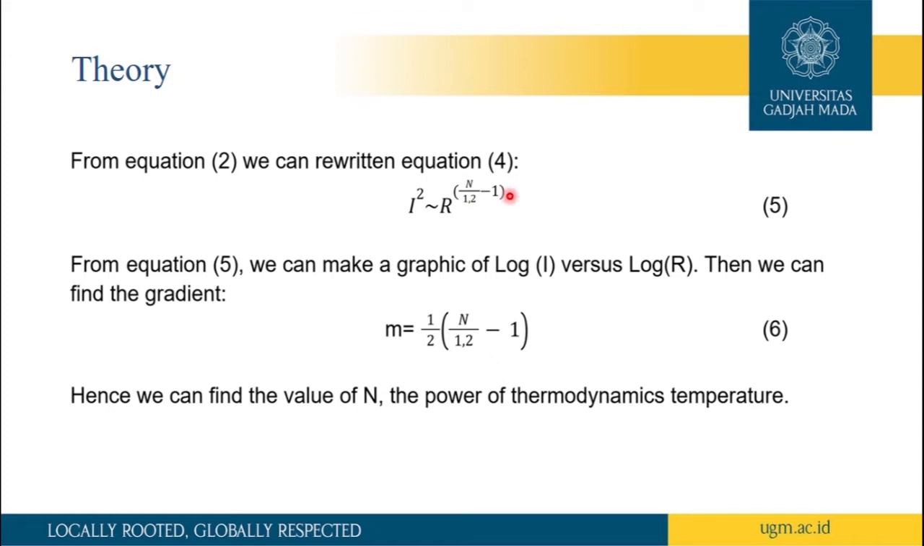You can see that the electric current squared is proportional to R to the power of N per 1.2 minus 1. From that equation, equation number 5, we can make a graph of the logarithm of the electric current I versus the logarithm of the resistance R. Then, we can find the gradient according to equation number 6. The gradient is equal to half of N per 1.2 minus 1. Hence, we can find the value of N, the power of the thermodynamic temperature.